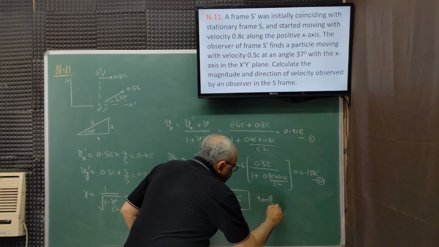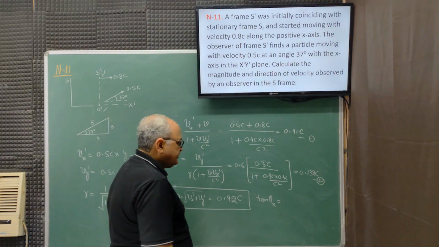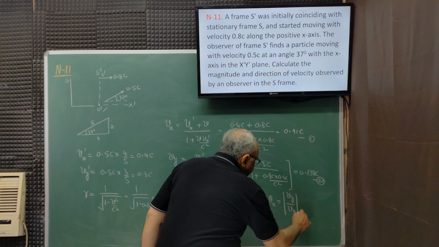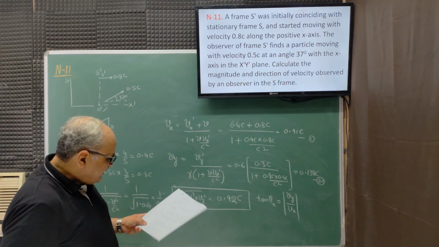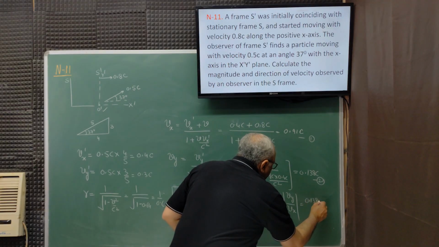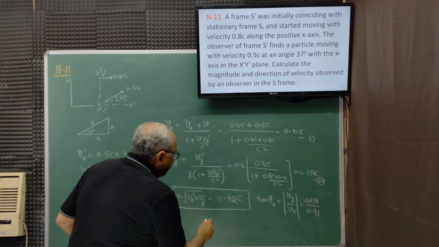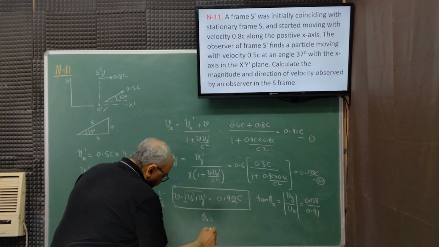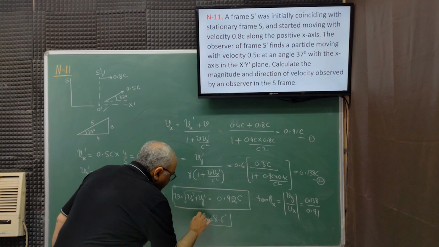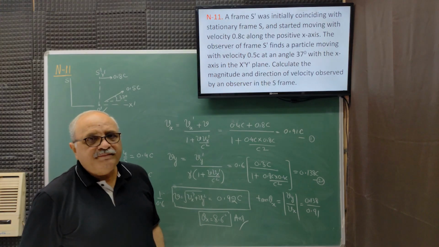Tan of theta x, that means the angle we have taken with the x-axis, is going to be the y component vy divided by vx. So vy is 0.138 and vx is 0.91, and from here if you calculate, theta x comes out to be 8.6 degrees. So these are the answers of question number 11.